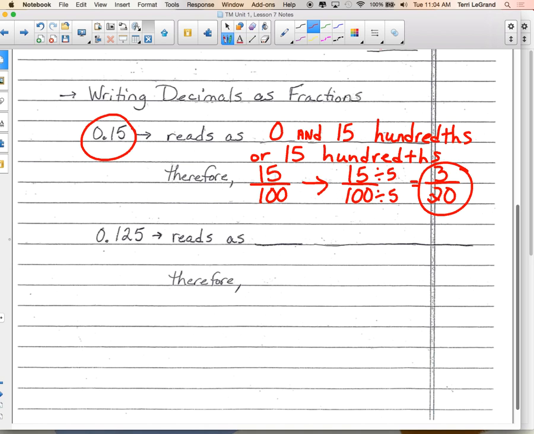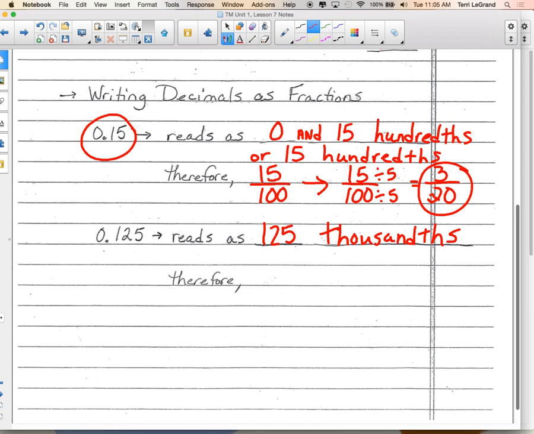Okay, so let's do this one. This time I'll let you just leave off the 0. What does this read? Carly? 125. Which one do you want? Thousandths. Okay, I'm going with that one then for now. 125 thousandths, she says. Do we agree?